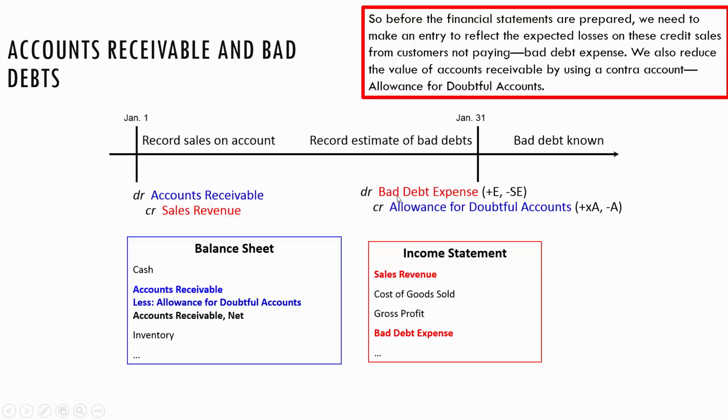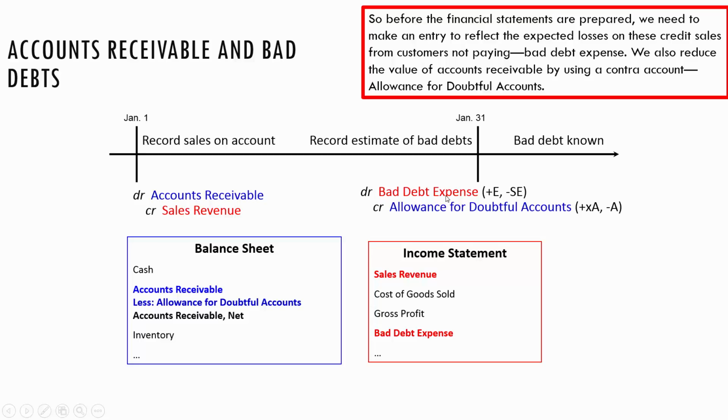prepared. So we don't do this journal entry as we are having the sales. We wait till the end of the month and we estimate our bad debts by doing this journal entry. So before we do our financials, if we're doing our financial statements for the month, and we would be January 31st for our month end, we would do this journal entry.